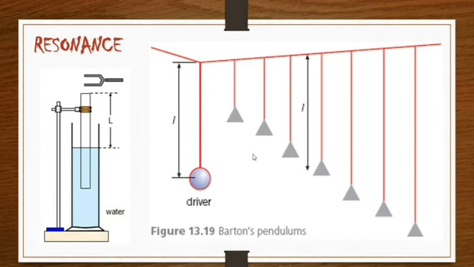Barton's pendulum may be used to demonstrate resonance. The apparatus consists of a set of light pendulums made, for example, from paper cones, and a more massive pendulum, or the driver, all supported on a string. The lighter pendulums have different lengths, but one has the same length as the driver. This has the same natural frequency as the driver, and therefore it will vibrate with the largest amplitude of all the pendulums.